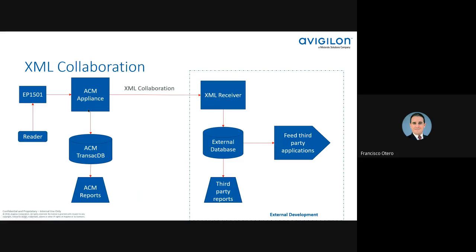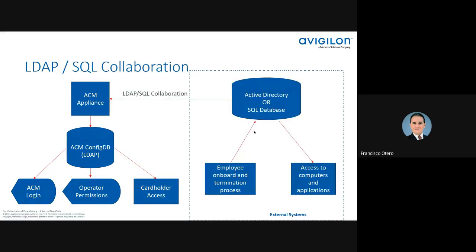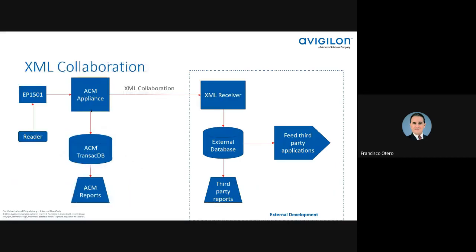So the idea here is different. Now I'm sending information out of ACM. In the previous slide, information was going from an external database into ACM, so I was updating ACM. With XML, the information is in the ACM transactional database. So that's the other database, right? The transactional database, where information is going out.